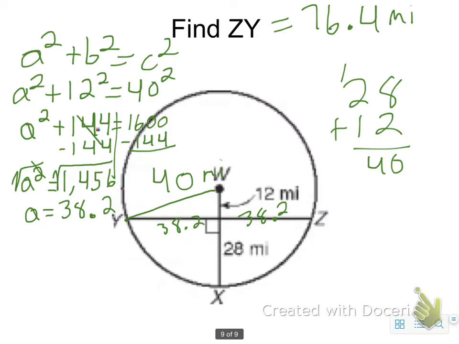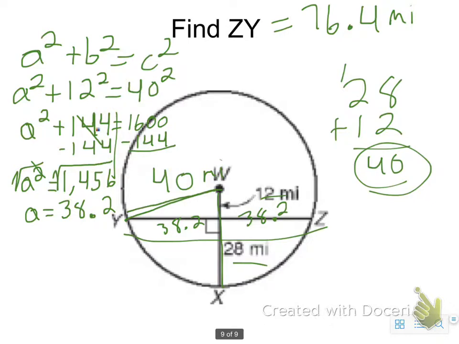And the last one here, we got to use the Pythagorean theorem. We're trying to find YZ. Right here, I know the radius is 28 plus 12, which gives me 40. I know all the radii are the same length from the center. So I know that the hypotenuse here is also going to be 40.